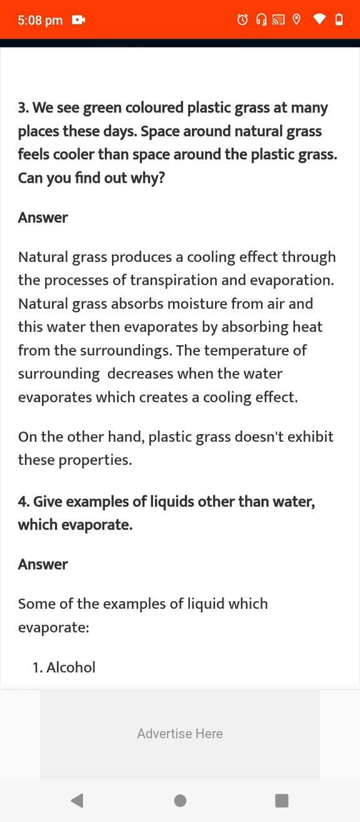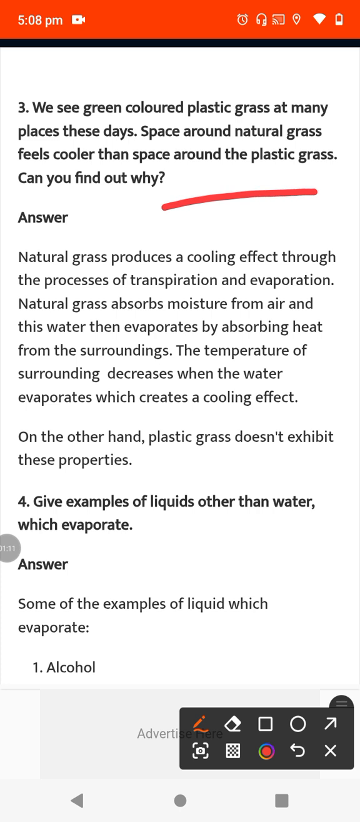Next question is, when we see green colored plastic grass at many places these days, the space around natural grass feels cooler than the space around the plastic grass. Can you find why? Answer: natural grass produces a cooling effect through the process of transpiration and evaporation. Natural grass absorbs moisture from the air, and this water then evaporates by absorbing heat from the surroundings. The temperature of the surroundings decreases when the water evaporates, which creates a cooling effect. On the other hand, plastic grass does not exhibit these properties.